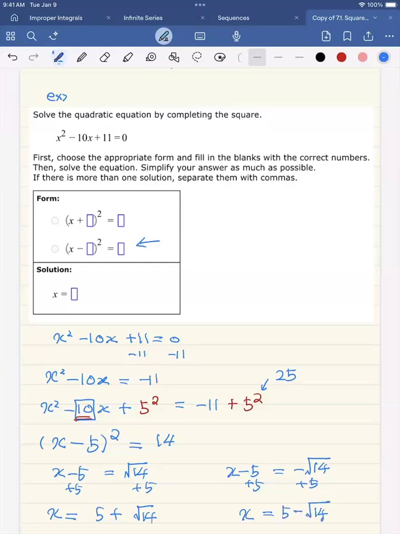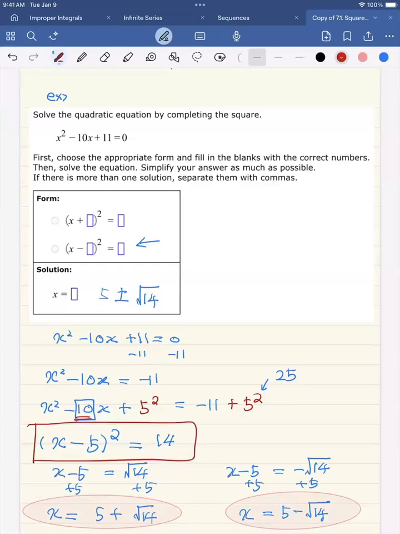So we have two solutions, and we can write it together by writing 5 plus or minus square root of 14. For this part, that'll be x. We already worked that out. x minus 5 squared equals 14.